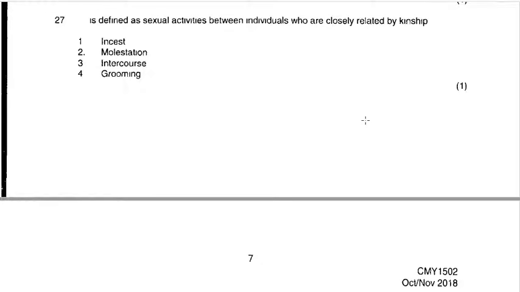27 is defined as sexual activities between individuals who are closely related by kinship. The answer is 1, which is incest. This is found on page 48 of our study guide.